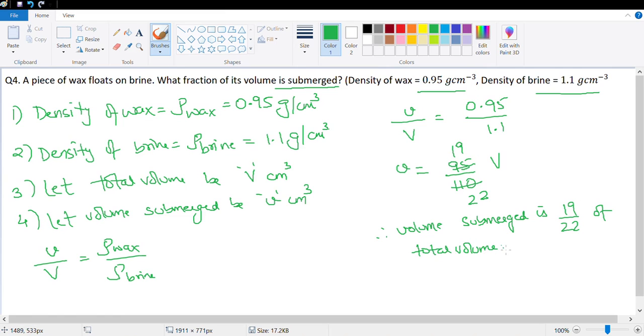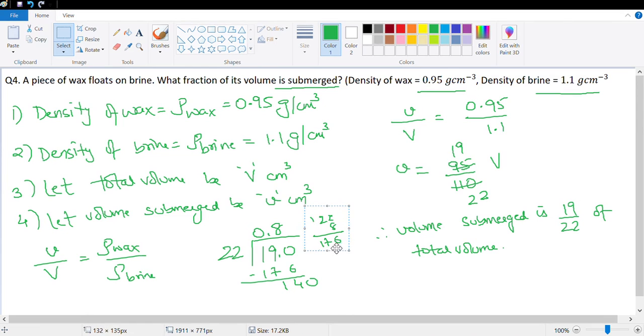In case you want to write the answer in decimal, then you can divide. So that will be 19 divided by 22, 0 point. So 22 into 8, that's 8 into 2, 16, that's 176. So 176, that's 14, 0. This time it will be 22 into 6, that'll be 132.